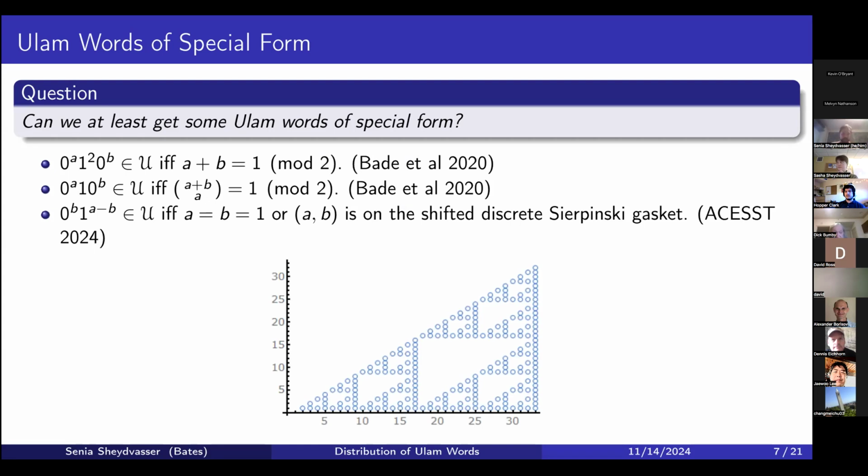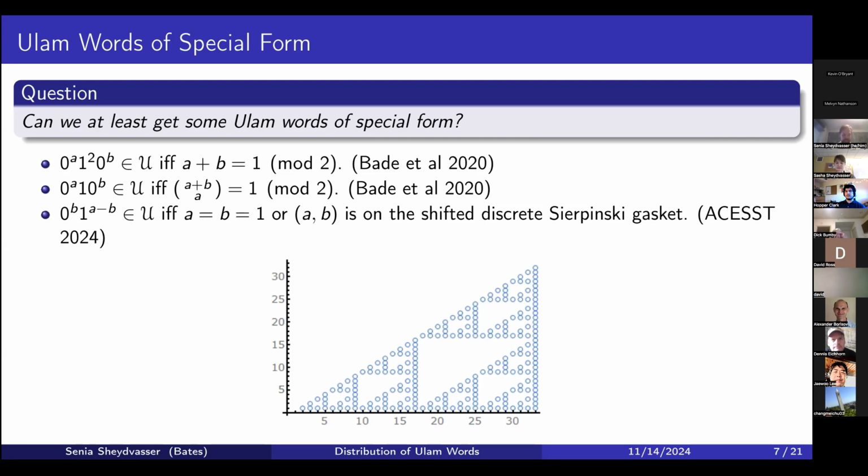So Bade et al. had a couple of results. There's the aforementioned one about words of the form 0^a 1^2 0^b. They also showed that if you look at words 0^a 1 0^b, this is Ulam if and only if the binomial coefficient of a plus b over a is odd. And then in our own paper, which we put together earlier this year, we looked at words of the form 0^b 1^(a-b). And this is Ulam if one of two things is true.